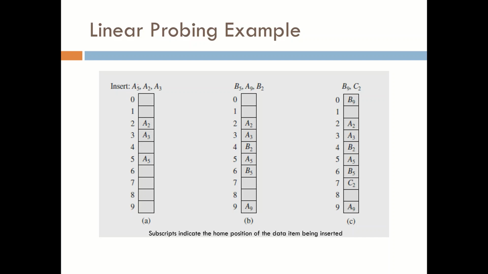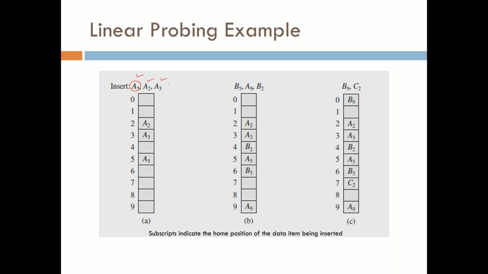So we begin with A5, and we hash to the 5th location, and there's nothing else in the table, so we're okay with A5. It went into the right spot. We then take A2, and it hashes beautifully into location 2. And we take value A3, it hashes to location 3. Again, there's nothing magical here. The subscript is where the data item hashes to. So we've got these 3 data items, and they're all placed in our table.